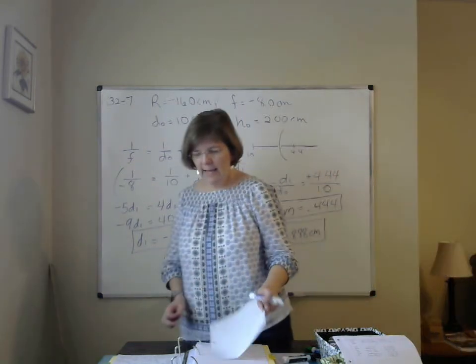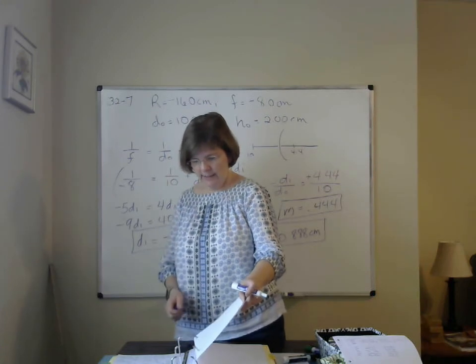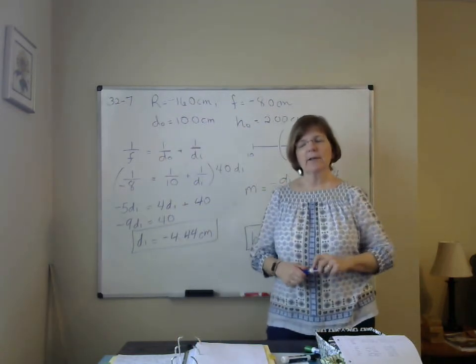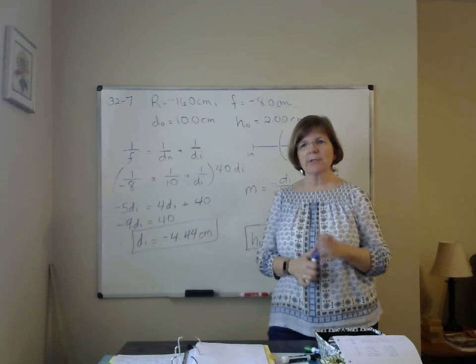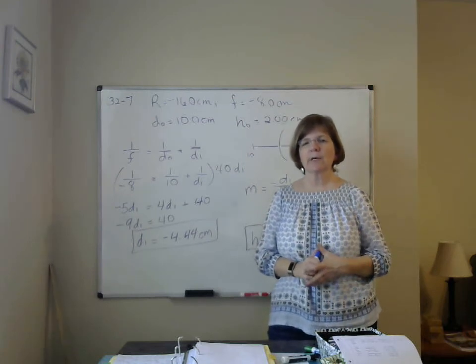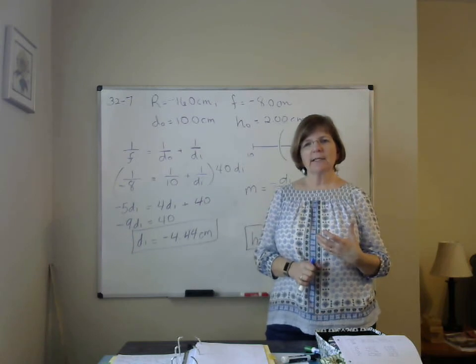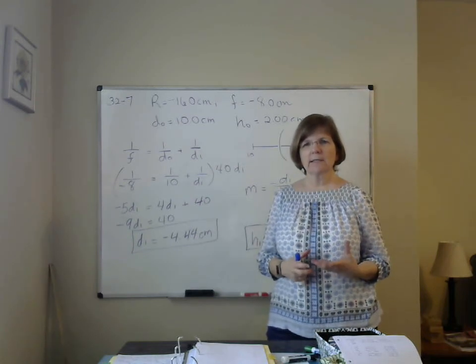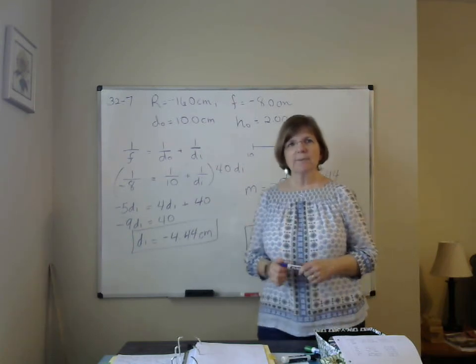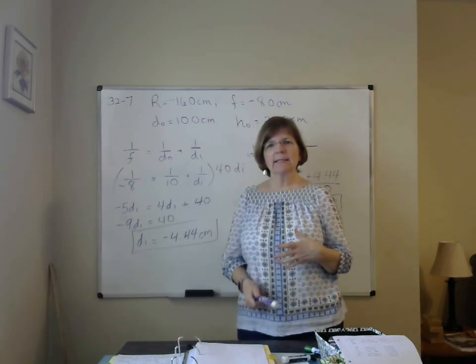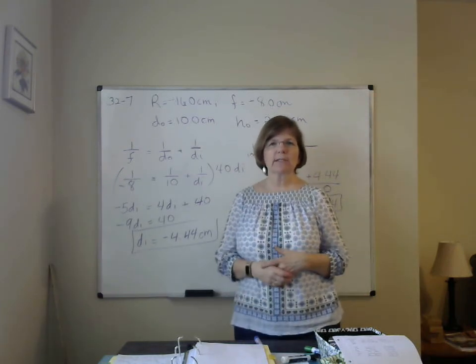All right, that concludes our lesson over the concave and convex spherical mirrors. I'd say the most important thing to remember is that concave mirrors have positive focal lengths and they focus parallel rays, and convex mirrors have negative focal lengths and it causes parallel rays to diverge.